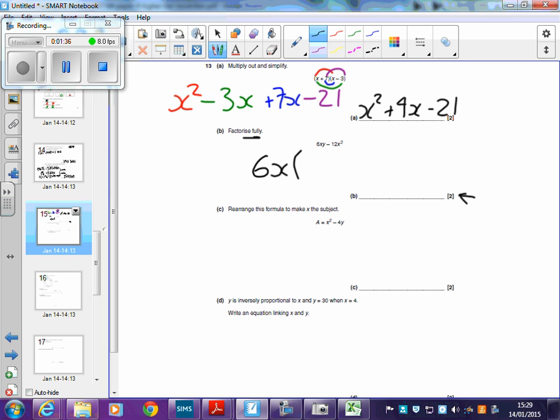And then that's it, because the second one hasn't got y's in it. All right, what do I times 6x by to get 6xy? Well, I need my y in there. And then what do I times 6x by to get 12x squared? I need minus 2x. So your answer, 6x and then y minus 2x.